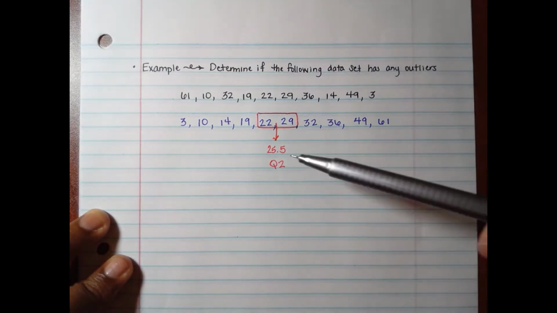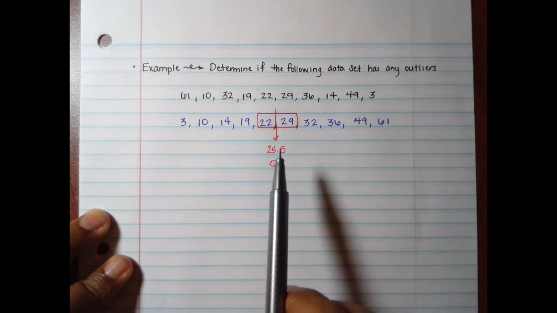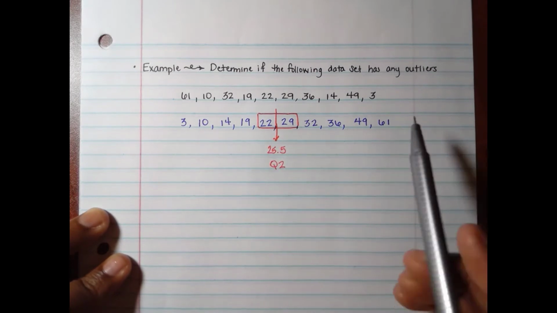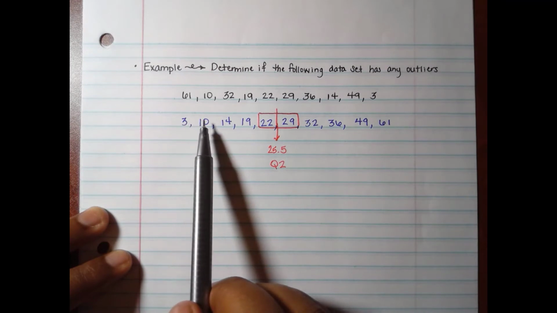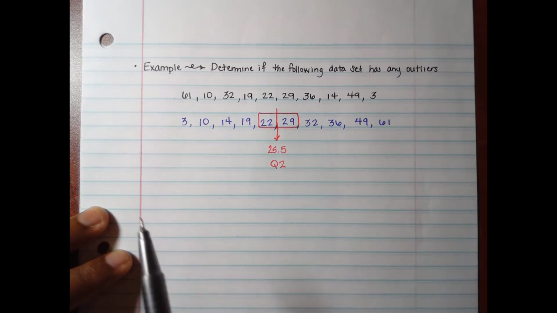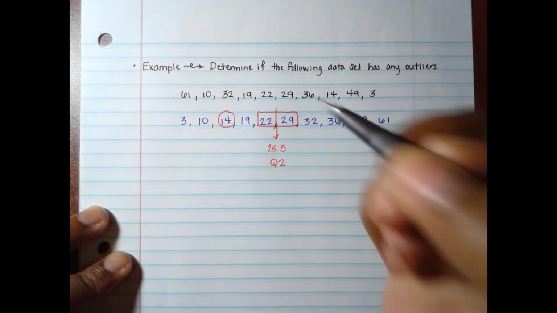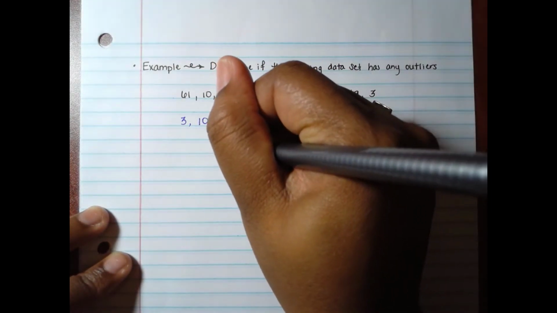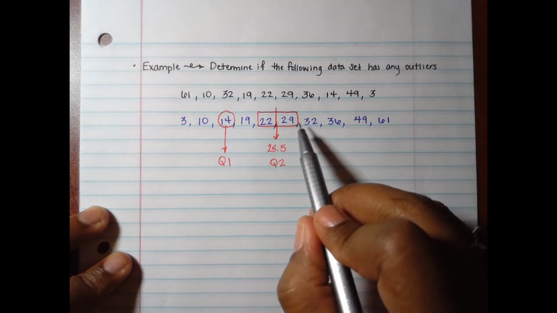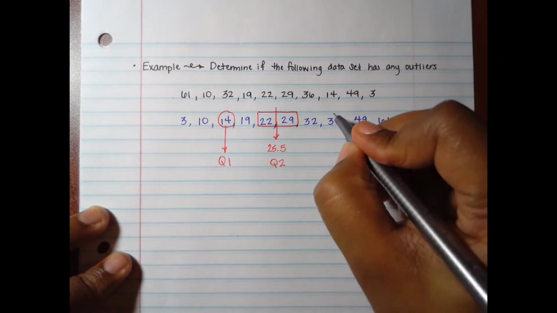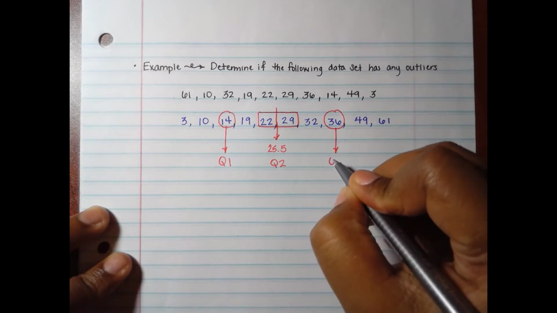And remember, every number below the median is going to be the lower half, and every number above the median is going to be the upper half. So the lower half has 1, 2, 3, 4, 5 numbers, so there should be just one number in the middle, which is 14. And that number is going to be Q1. The upper half has 5 numbers, and the number in the middle is 36. So that number is going to be Q3.